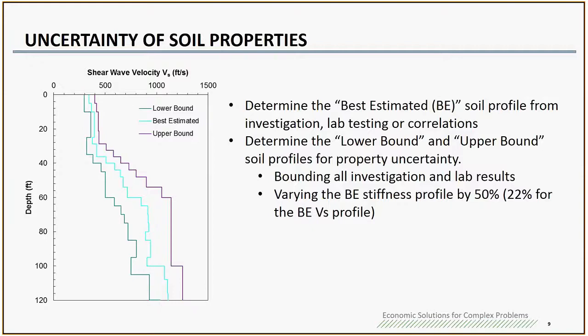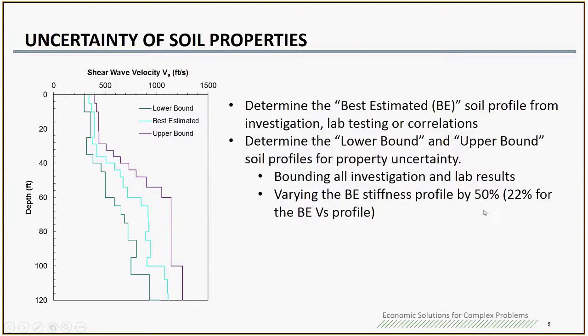One way is to bound all the investigation and lab test results. If you run a lot of shear wave velocity testing, your lower bound could be the lower bound value for each layer, and the upper bound certainly is the upper bound value. Another way is that, based on the best estimate soil profile, you vary the stiffness by 50%.